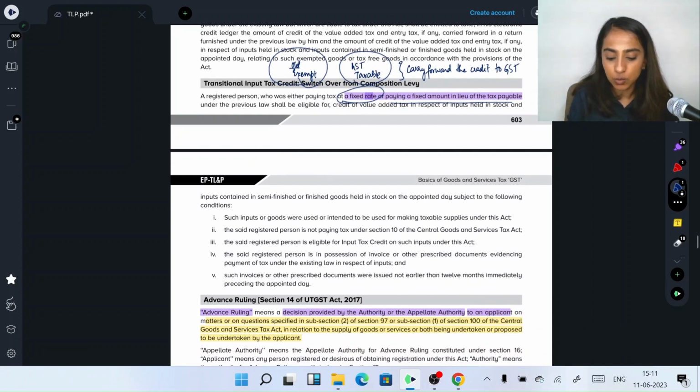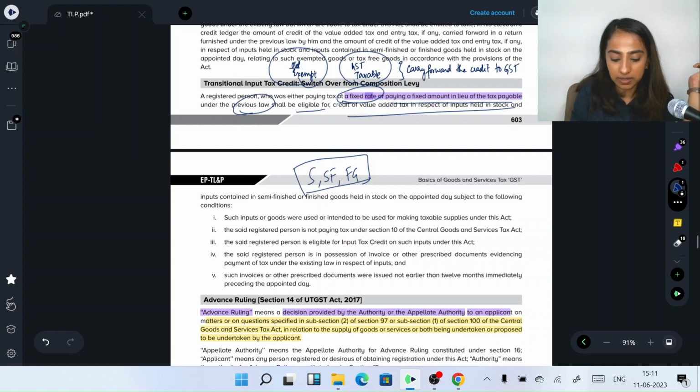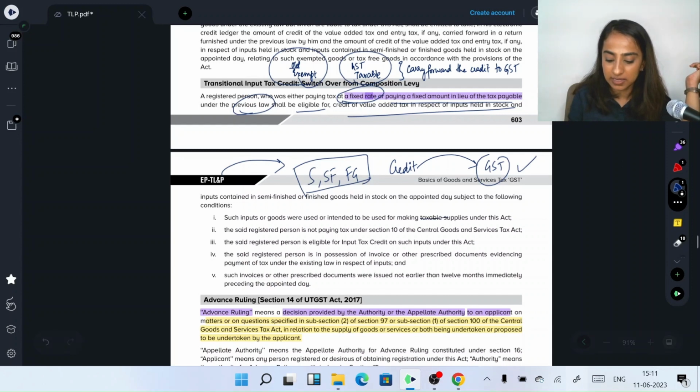A registered person who was either paying at a fixed rate in lieu of the tax payable under previous law, who was registered under composition levy in the previous law, shall be eligible for credit of the taxes held in stock, semi-finished goods and finished goods. Okay, he can transition and bring the credit. Even the composition levy person can transition and bring the credit to the new GST regime, is what they are saying.